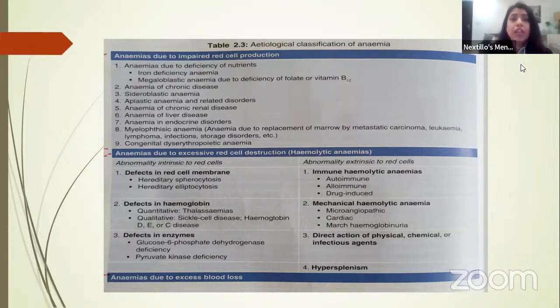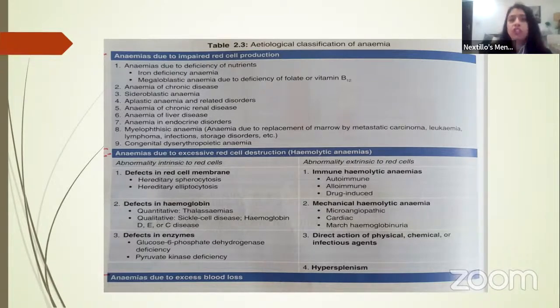They can also be cardiac, like any kind of valves which have vegetations or mechanical artificial valves which have been transplanted in a patient. So when the blood flows through these artificial heart valves, they'll also lead to some kind of trauma to the RBCs, causing destruction.